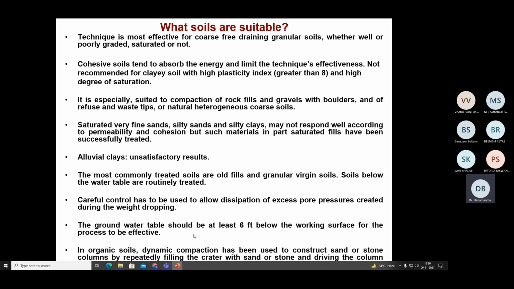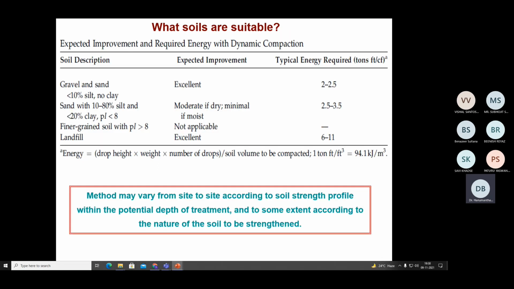The groundwater table should be at least 6 feet below the working surface for the process to be effective, otherwise the groundwater may absorb some amount of the energy. In organic soils, dynamic compaction has been used to construct sand or stone columns by repeatedly filling the crater. That means in the case of organic soils, you need the aid of another technique to increase the efficiency of deep dynamic compaction. And here this also shows another suitability depending upon the soil type.